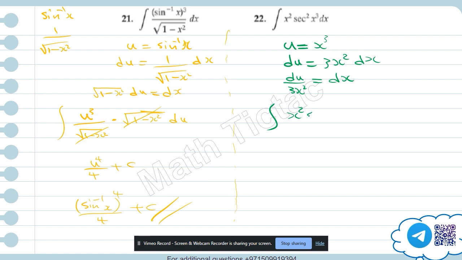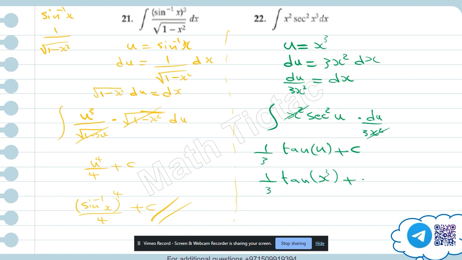x squared secant squared u, then du over 3x squared. x squared with x squared eliminated. So I have the integration of secant squared, which is 1 over 3 tan u plus c. Now I'll put my assumption back. Tan x cubed plus c. That's it.